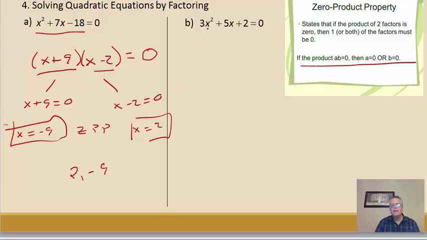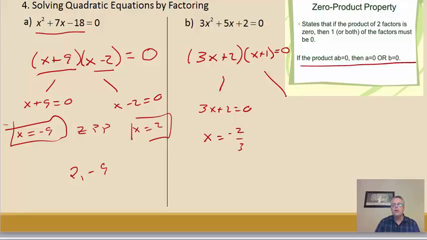All right, on this one, our last problem, we want to factor this. Again, I'm going to assume we know how to do that. 3x plus 2 times x plus 1 equals 0. Again, it's important that it equals 0. This property doesn't apply if it equals any other number. So set them equal to 0. 3x plus 2 equals 0. If you solve that, you get negative 2/3. Or x plus 1 equals 0. If you solve that, you get x equals negative 1.